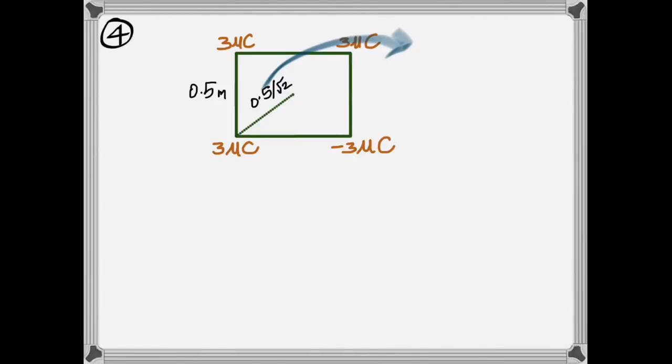Number 4, this is the situation. 3 microcoulomb on 3 corners, and the fourth one -3 microcoulomb. First of all, you have to find the distance from the center to each corner, and it's going to be half of that distance. So actually the diagonal is going to be 0.5 times √2, but when you take half of that, you will get 0.5 divided by √2.